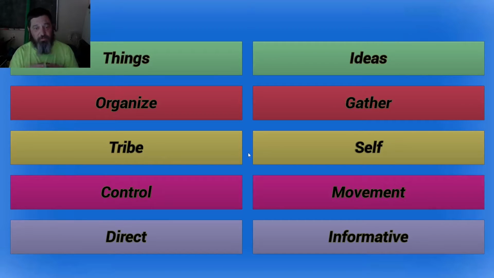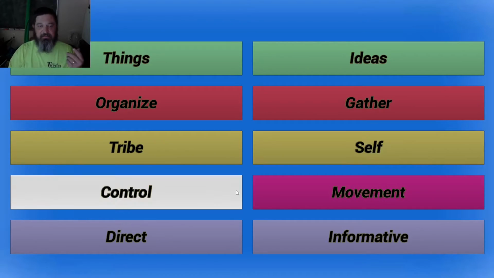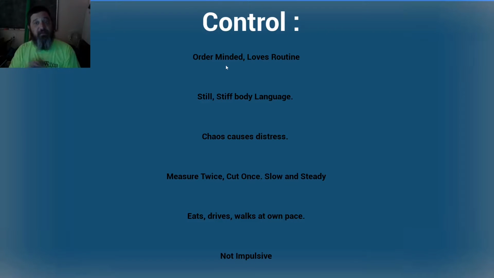The major determining factor for control is they love order, they love routine. They have stiff body language. Chaos causes them distress. They measure twice, cut once, slow and steady. They eat, drive, and walk at their own pace. They're not impulsive. All of that is saying one thing: they like to control the situation.